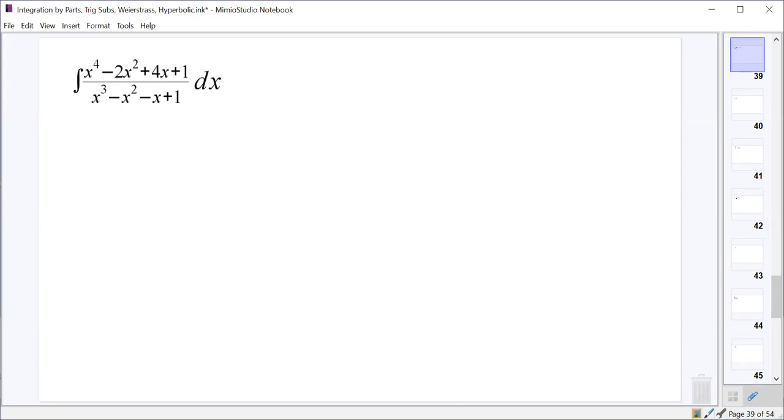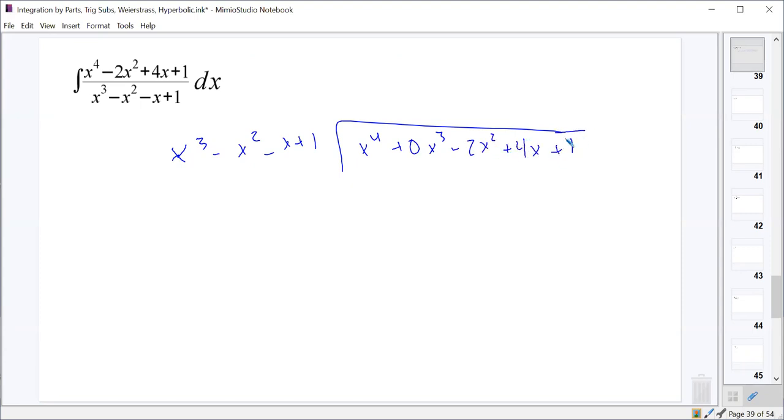So next thing we look at is, is the degree of the numerator greater than or equal to the degree of the denominator? Yes. So if the degree of the numerator is greater than or equal to it, what do we do first? Divide. We're going to do x cubed minus x squared minus x plus 1 into x to the fourth plus 0x cubed minus 2x squared plus 4x plus 1.